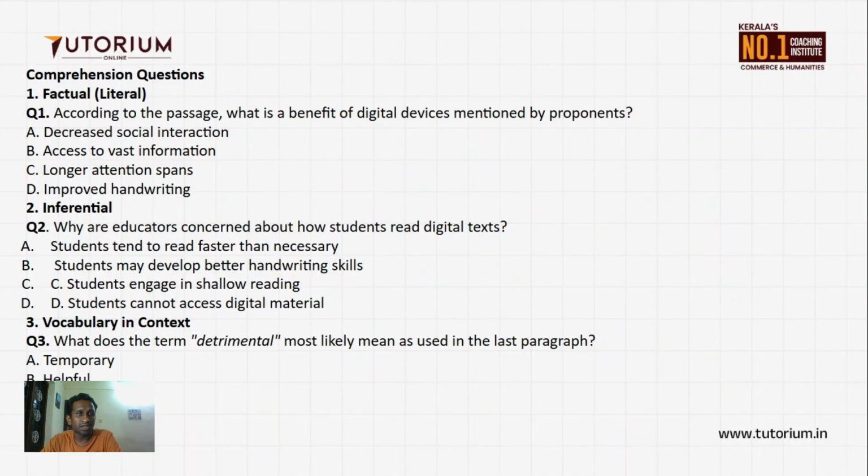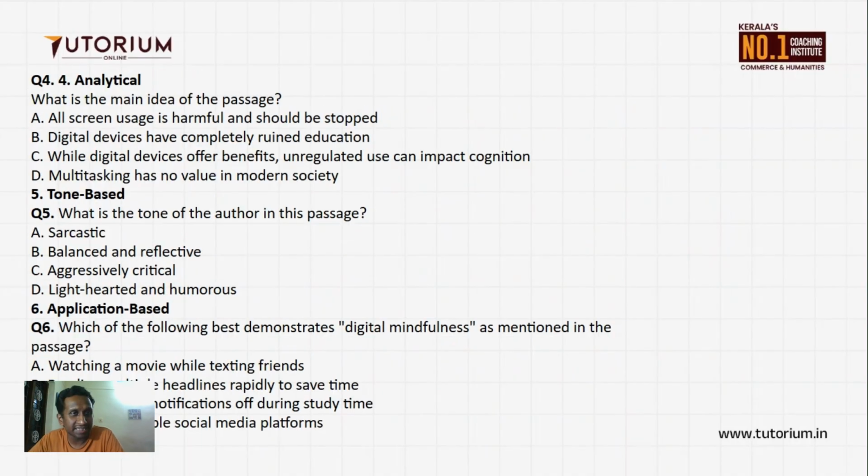Then analytical. What is the main idea of the passage? Again, it is not clearly given what the main idea is. From what you've read, you have to make an analysis, you have to arrive at a conclusion. So you go through all the options that are given. Multitasking has no value in modern society. The passage does not say that. Digital devices have completely ruined education. No. It talked about the positives of digital devices as well. All screen usage is harmful and should be stopped.